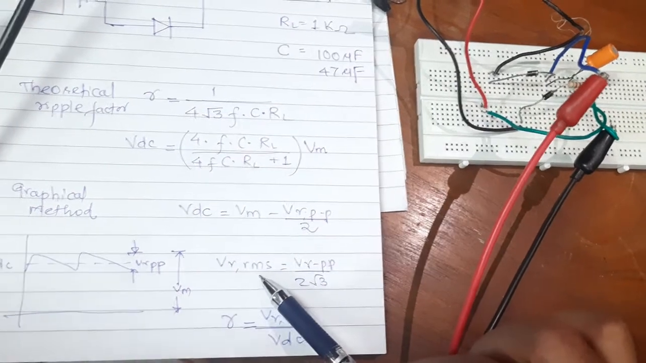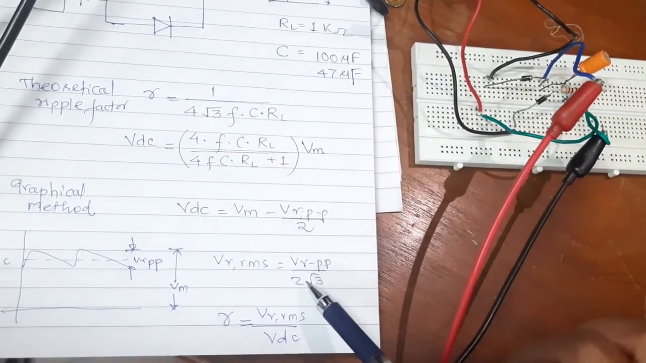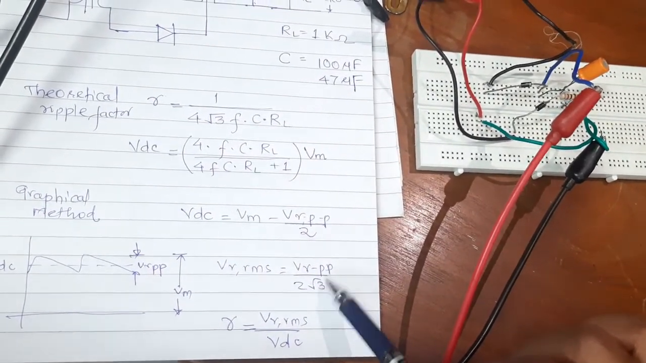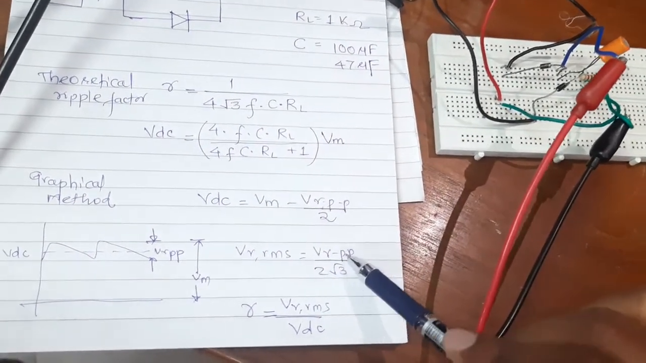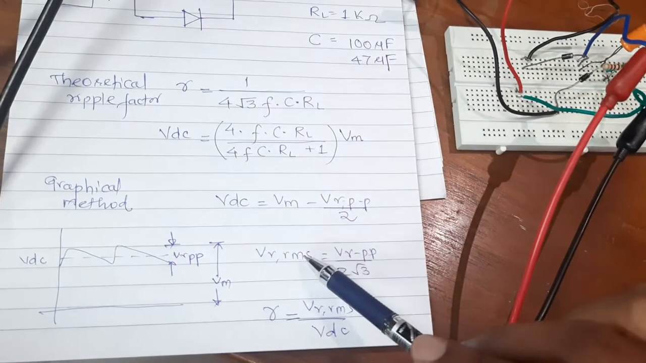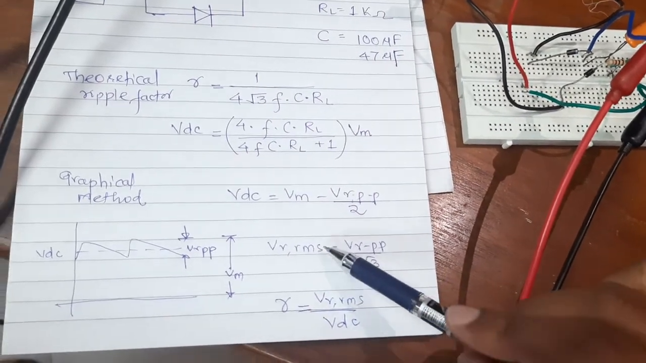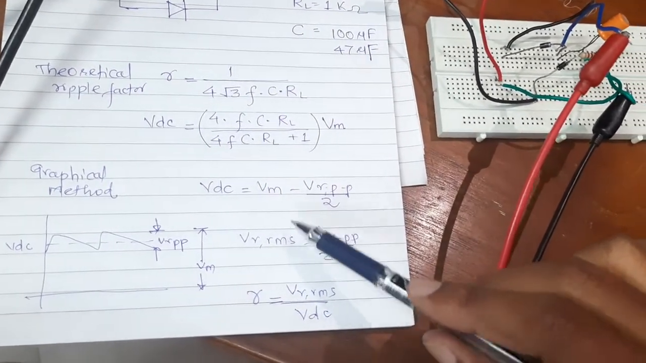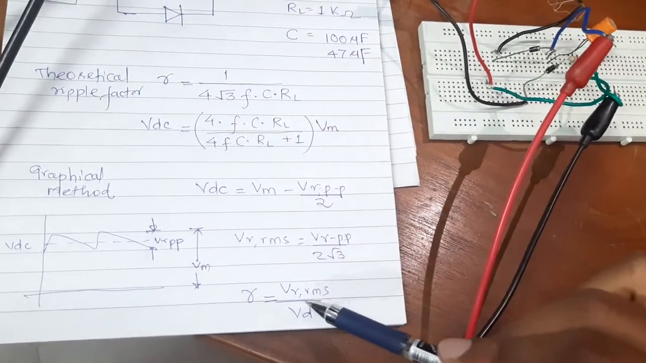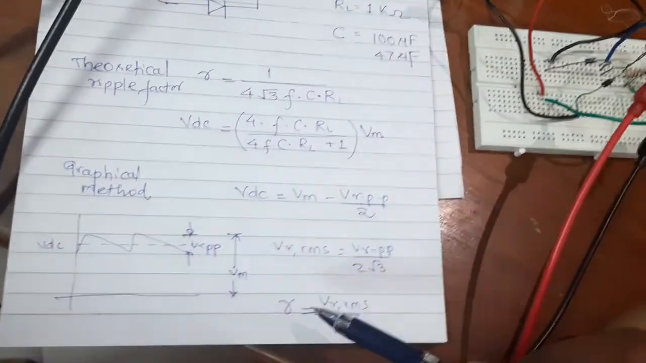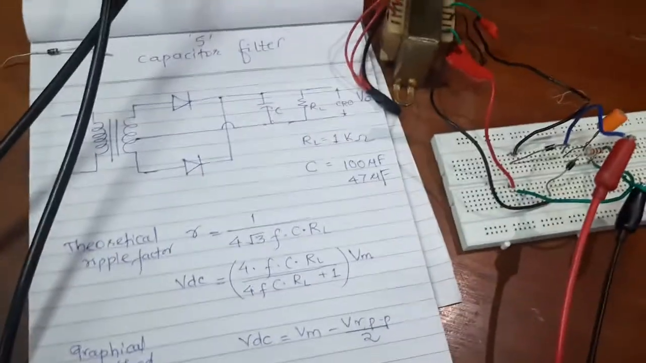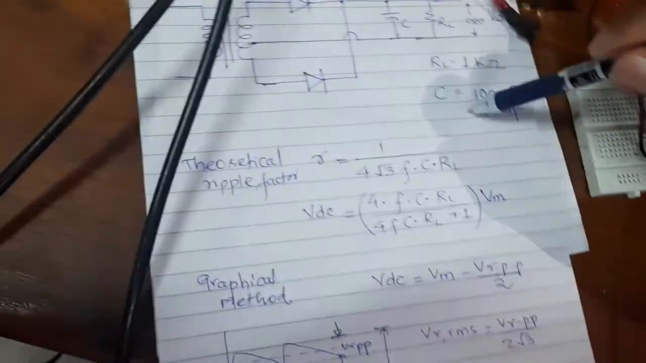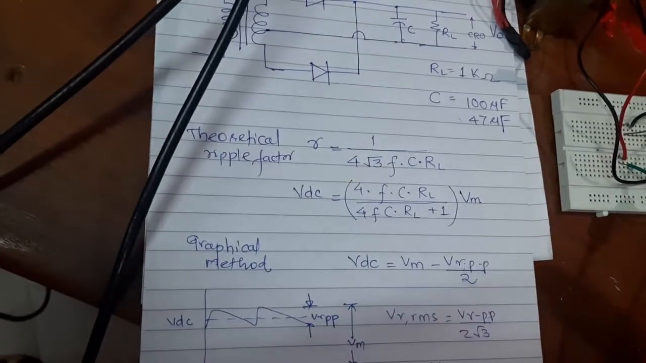VRMS, it is nothing but VR peak to peak divided by 2√3. We had already got VR peak to peak here. Please substitute over here and find VRMS, and then whatever values you have got for VRMS and VDC, substitute over here and get the ripple. So it is a simple experiment. What we have done is we have seen this case for 47 microfarad.